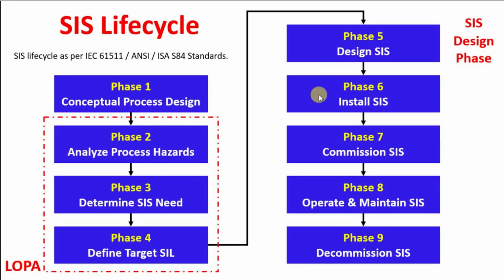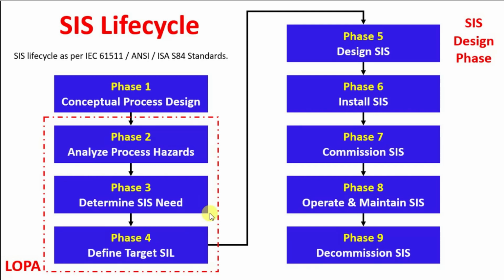Here we are seeing the drawing of the safety instrumented system life cycle. This is a life cycle for the safety instrumented system, how it has been designed, everything. It has about 9 phases. In phase 1 we are doing the conceptual design for the process, and phase 2 is analyzing process hazards and determining the safety instrumented system need. That means how many transmitters, how many sensors and how many valves need to be installed, that is being designed. And the next one is defining the target safety integrity level.